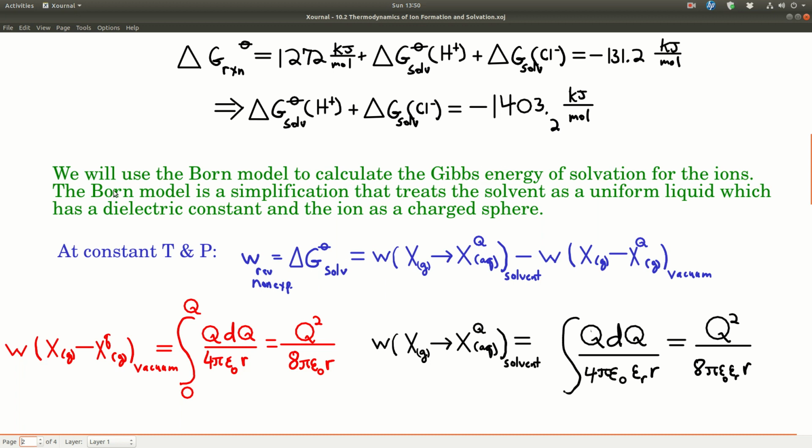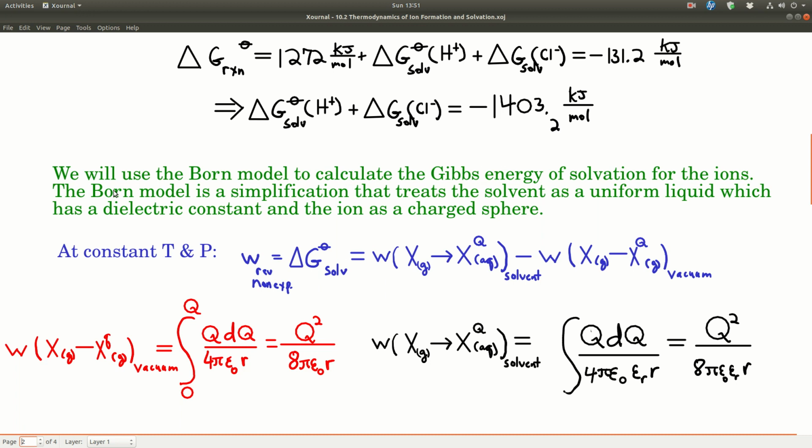What we're going to do here is use something called the Born model to calculate the Gibbs energy of solvation for the ions. And once we know the Gibbs energy, we can get the delta H and the entropies. What the Born model is, guys, it's a simplification. It treats the solvent as a uniform liquid. It's the same throughout, and it has one dielectric constant. Dielectric constant is basically a measure of how easily it can break apart an ionic compound into its separate components, or how easily it can solvate charges. And the ion in the Born model is treated as a charged sphere.